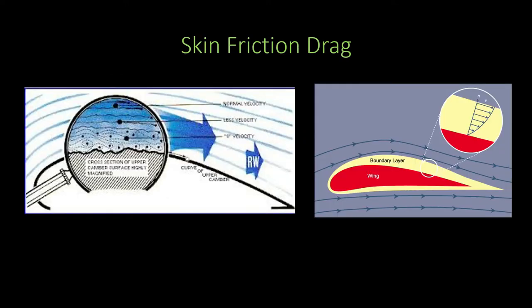So next is skin friction drag. The name itself tells what it is. Skin friction drag is basically a drag which is formed due to the friction between the skin of the object and the fluid in which it is moving.